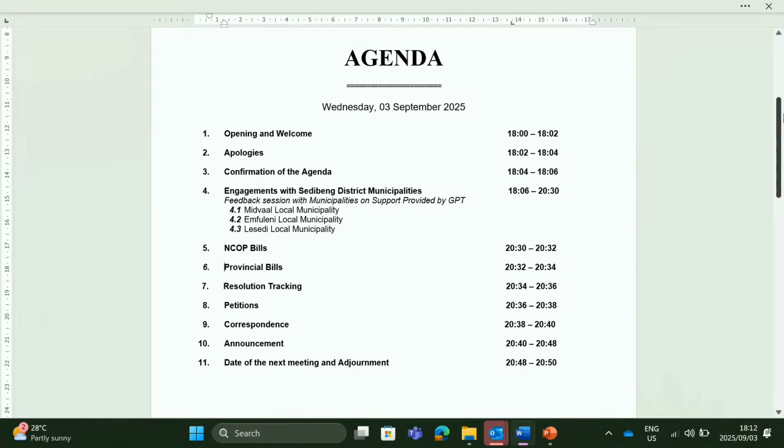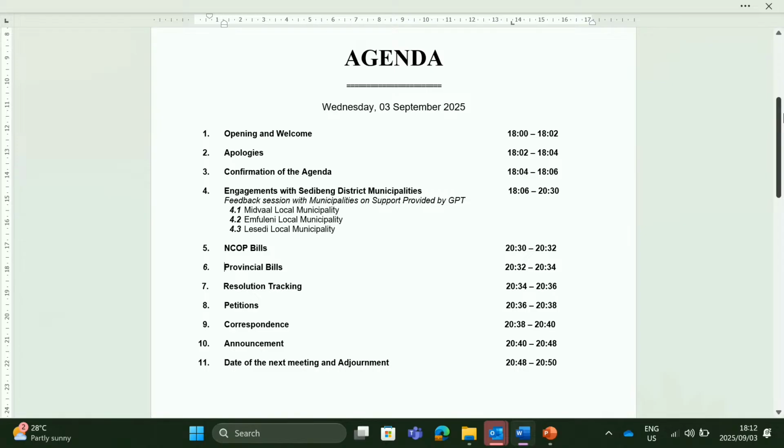I did not start with the Provincial Treasury, but I know they are here. Let me also welcome you. Thank you so much. And also welcome all the officials from Gauteng Provincial Legislature that are here. The meeting is officially opened.